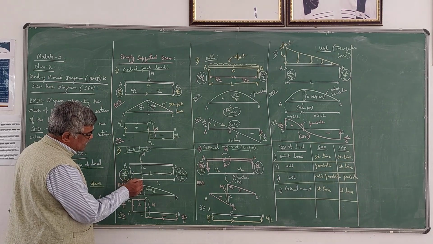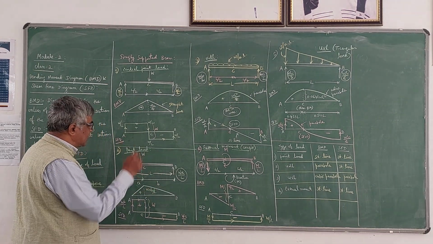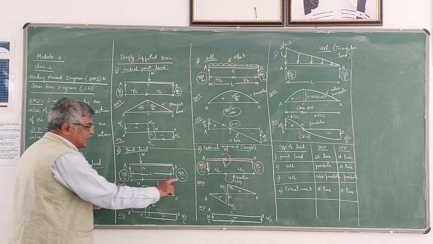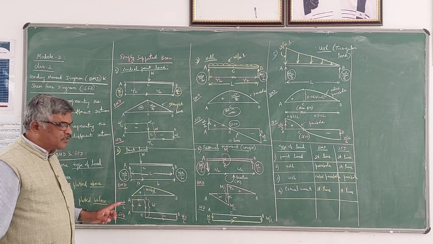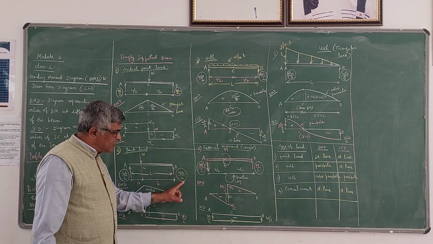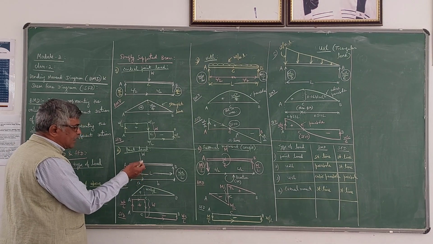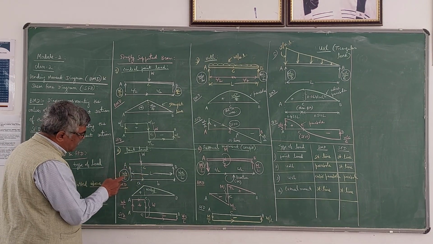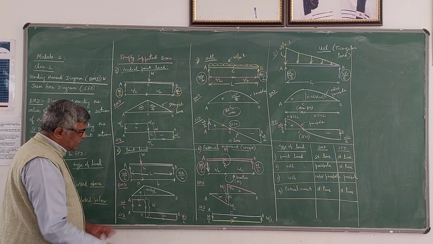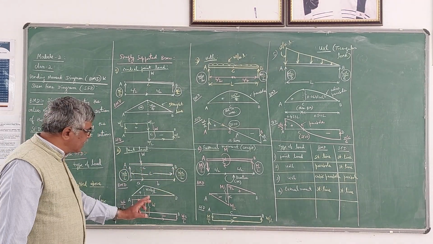So I will take the distance as A and this distance as B, so that A plus B is equal to L. In that case, if you calculate the reactions using the equilibrium equations, you will get WB by L as the reaction here, WA by L as the reaction here. Now if you want to calculate the bending moment at C, see to the left side, that is WB by L into A. So that means it is WAB by L. So whether you take left side or right side, you will get the same answer.